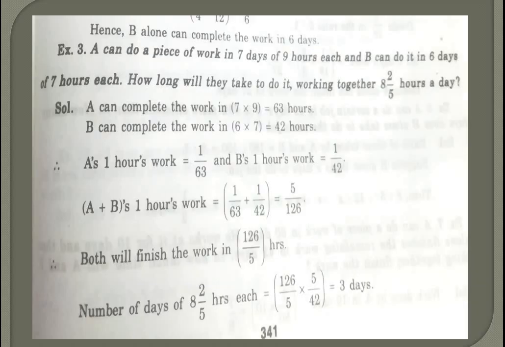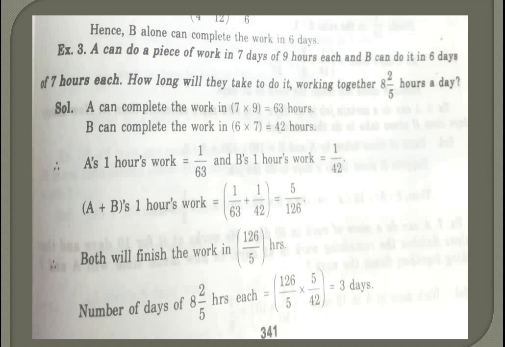Next, example 3. Here A can do a piece of work in 7 days of 9 hours each, which means each day he has spent 9 hours. In such a way, 7 days he has worked. So when you are writing, A can complete the work in hours. When you are writing 7 into 9, so 7 days, each day 9 hours, which is 63 hours. Similarly for B, which is given as 6 days, 7 hours each, so 42 hours.